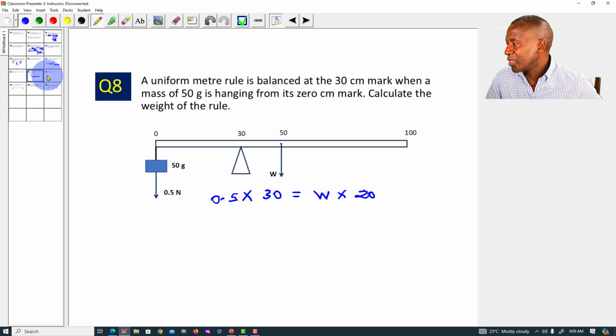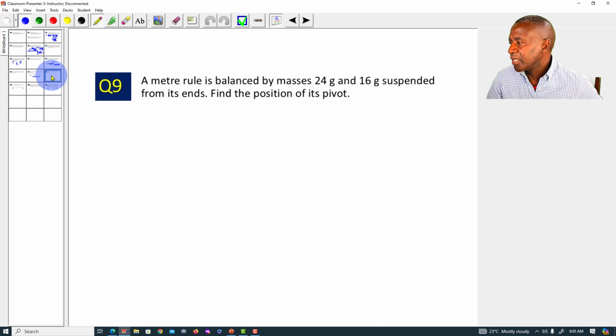And again, it's easy to work out the weight of that meter rule. You can see how simple these questions turn out to be once you know what it is that you are looking for. Question 9. In question 9, we are given a meter rule balanced by masses of 2 grams and 16 grams suspended from its ends. Find the position of the pivot.